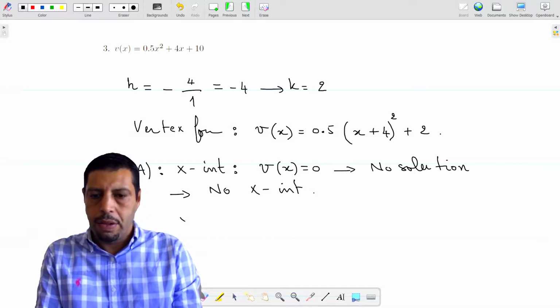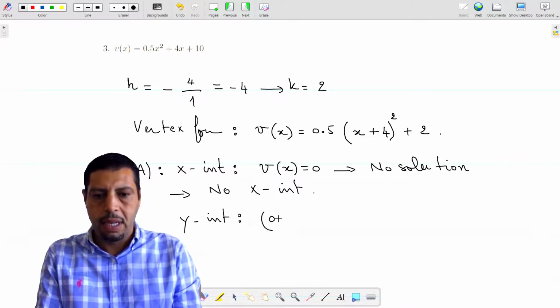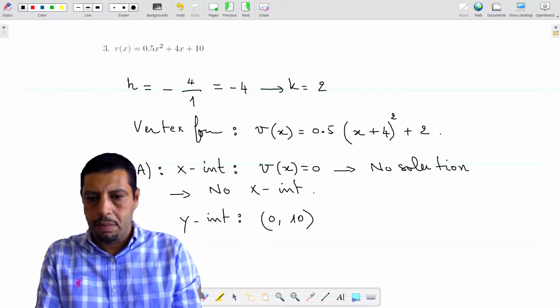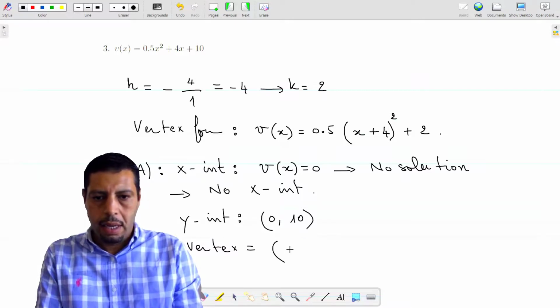Okay? For the y-intercept, we compute v of 0. So the y-intercept will be the point (0, v of 0), and v of 0 is 10. So it's the point (0, 10). The vertex point is the point (-4, 2).